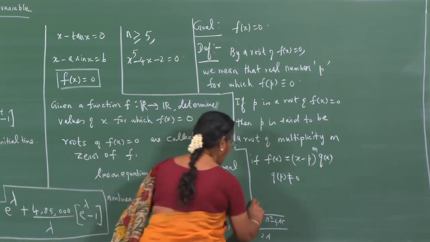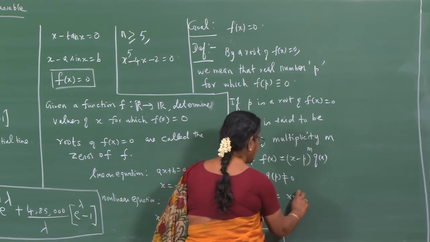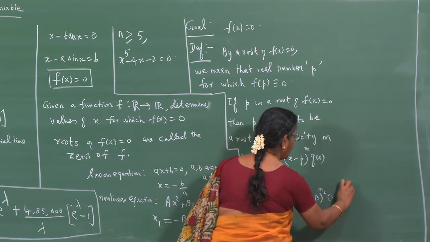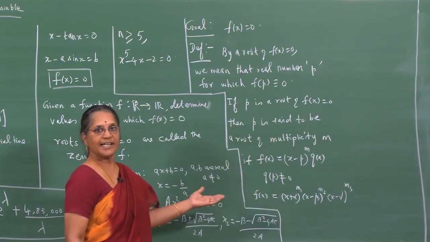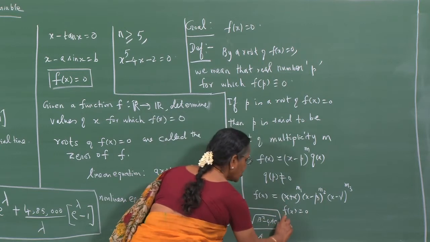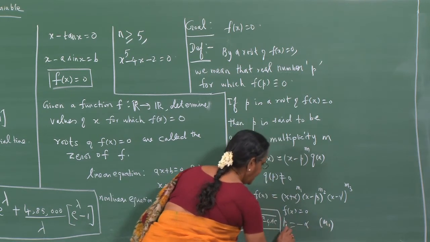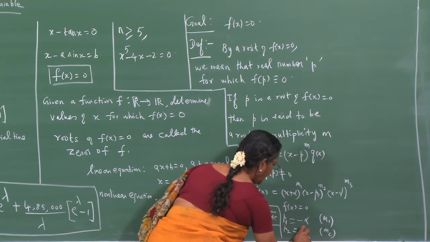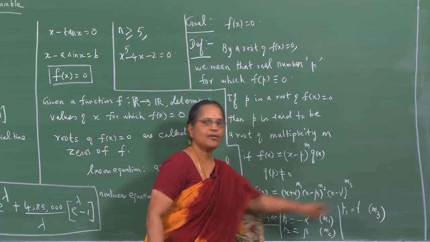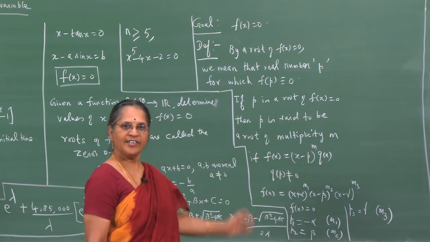Suppose f(x) is a polynomial and we can factor the polynomial in the form (x + α)^m1 (x - β)^m2 (x - γ)^m3. Then it is immediate that the equation f(x) = 0 has a root of multiplicity m1 at x = -α, a root of multiplicity m2 at x = β, and a root of multiplicity m3 at x = γ. So, in this case, it is very simple, provided the polynomial can be factored in this form.